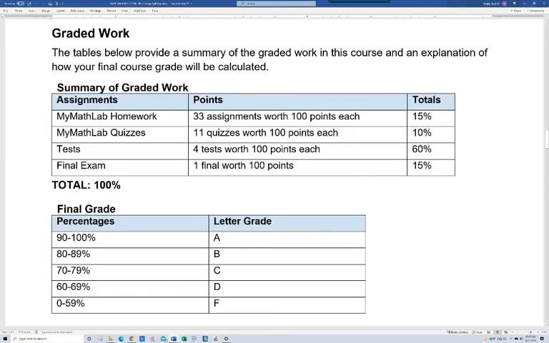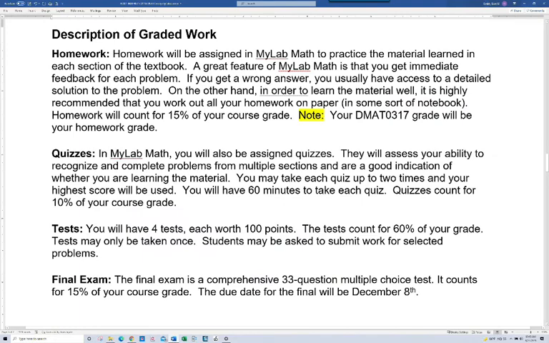As far as graded work is concerned, you can see the percentages here. Homework is 15%, quizzes 10%, you have 4 tests worth a total of 60%, and a final that is 15%. And of course, the grading is standard, 90 to 100% is an A, and so on. Let's look at the next slide. Description of graded work. So we have homework, quizzes, tests, and a final.